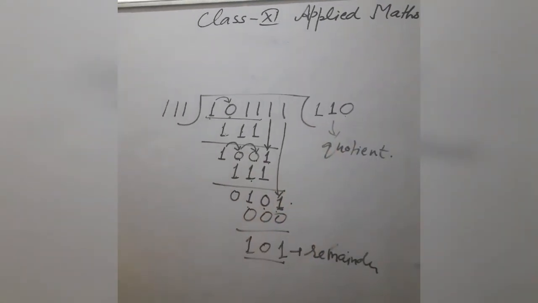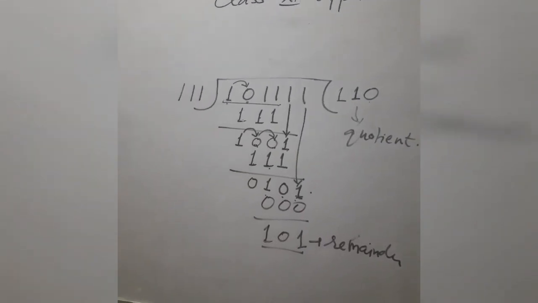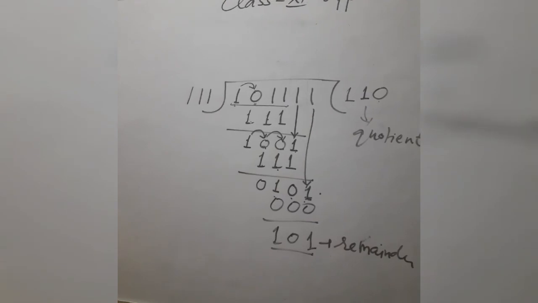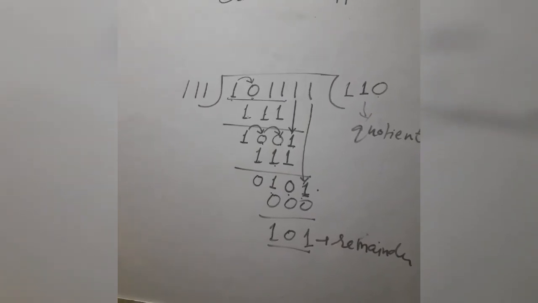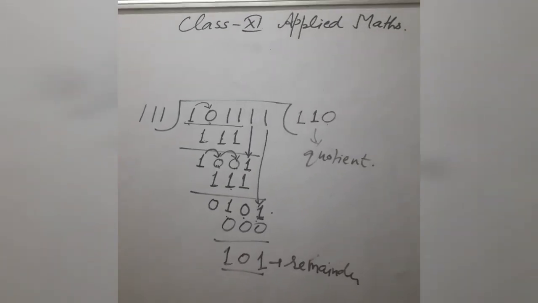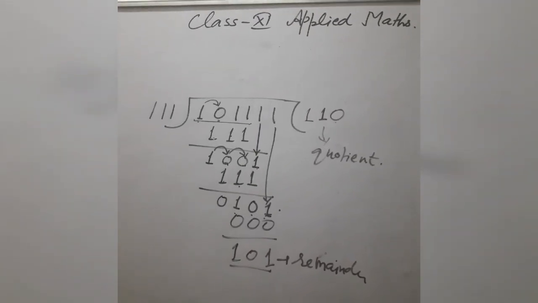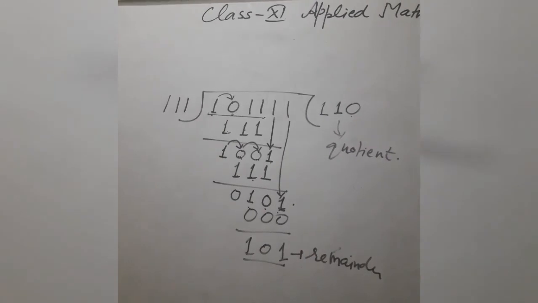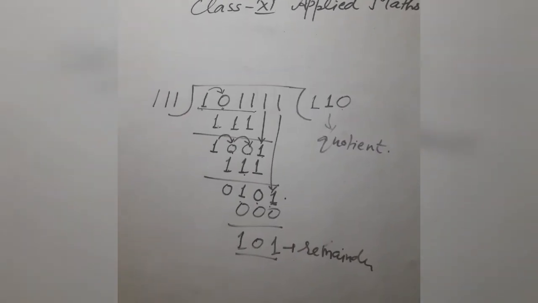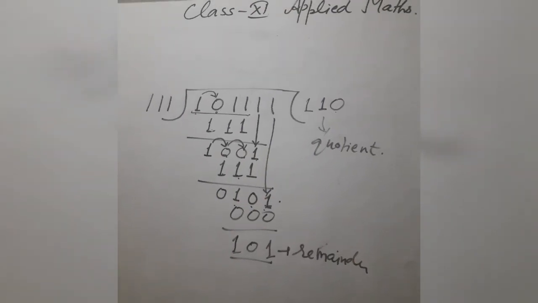So in this way, if any binary number is given to you, you can change it into decimal. If any decimal number is given to you, you can change it into binary. And next, binary arithmetic means you can add, subtract, multiply and divide any two binary numbers. So in the binary number topic you will do only this much, and you can practice from any book.